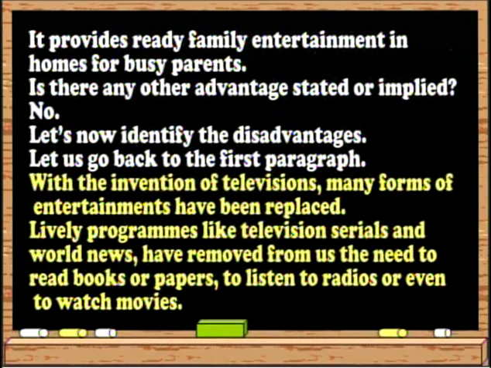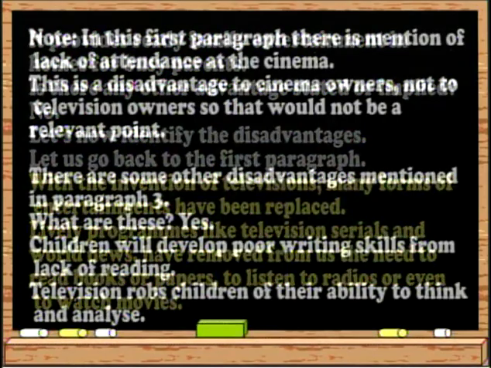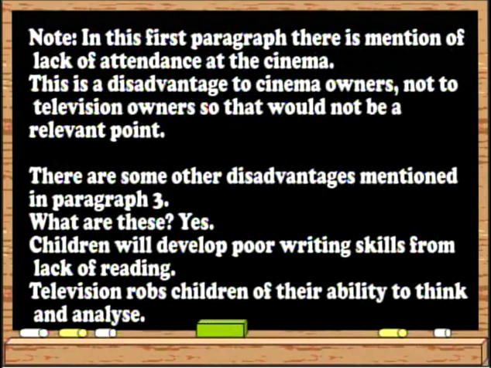Let's now identify the disadvantages. Let us go back to the first paragraph. Here we see television has replaced other forms of entertainment, such as reading and listening to radio. Take note, in this first paragraph, there is mention of lack of attendance at the cinema. This is a disadvantage to cinema owners, not to television owners. So that would not be a relevant point.